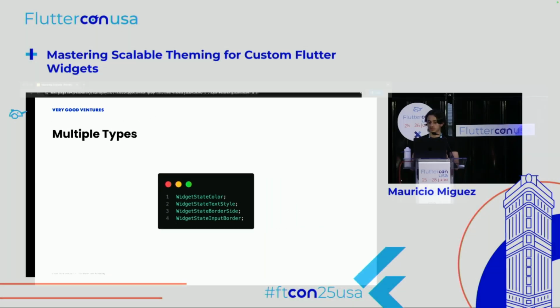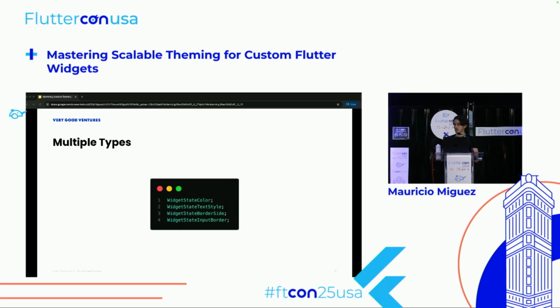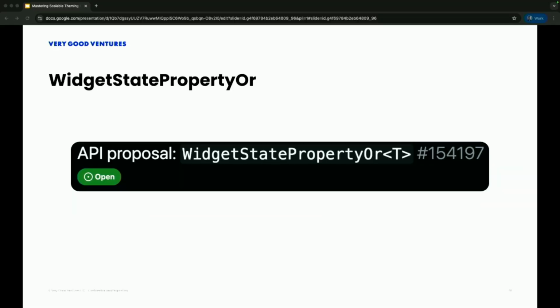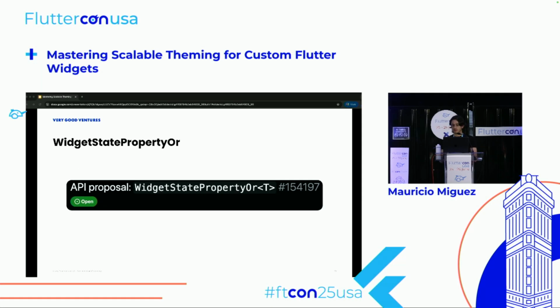And also the problem is that the Flutter team hasn't caught up yet to all the different types of classes we can have. So you end up in a situation where for some styles you have this and for others you don't. So there is actually an ongoing proposal right now on the Flutter repo, which is called API proposal, widget state property or, which aims to solve all of those issues. This will be only one class. It will replace all the other classes that we saw earlier.